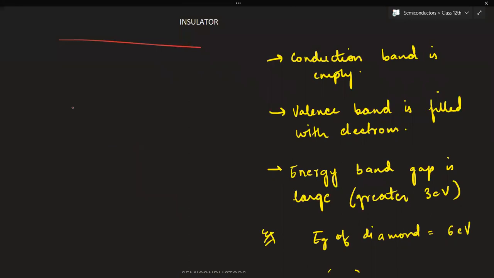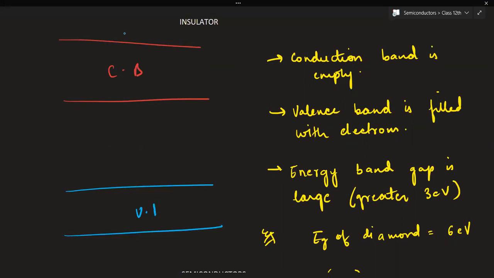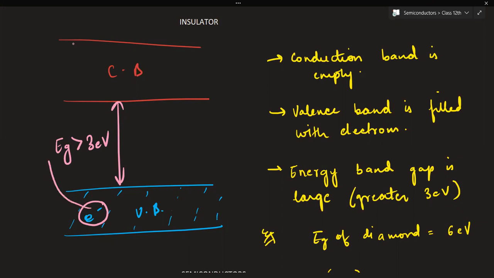Let's talk about insulators. In insulators, the conduction band is totally empty. No electron is present. And what about the valence band? The valence band is completely filled with electrons. But when there is sufficient energy within this energy gap, if the energy gap exceeds 3 electron volt, then the electron ejects itself, moves to the conduction band, and conduction occurs.